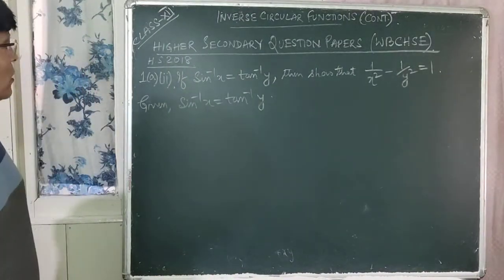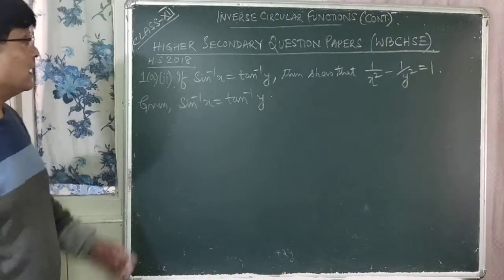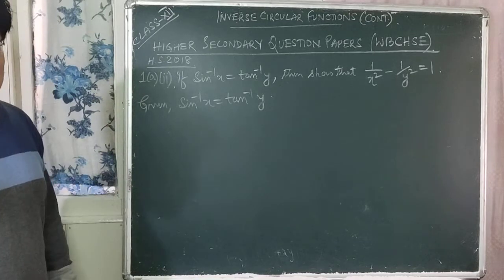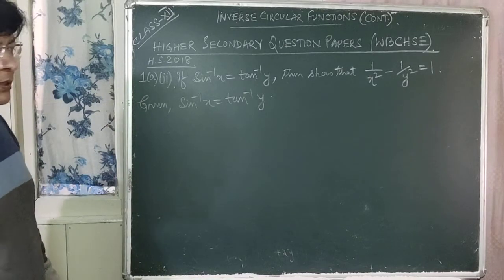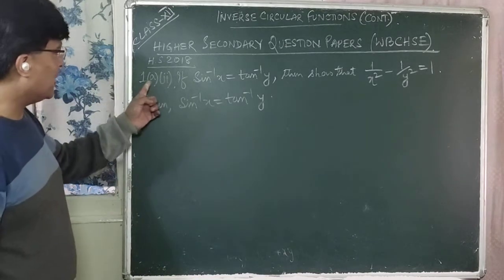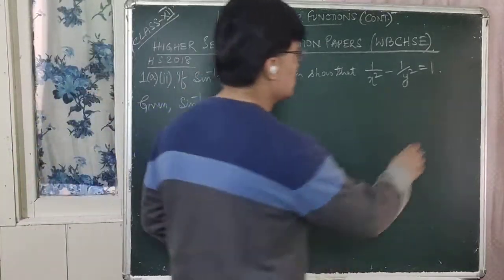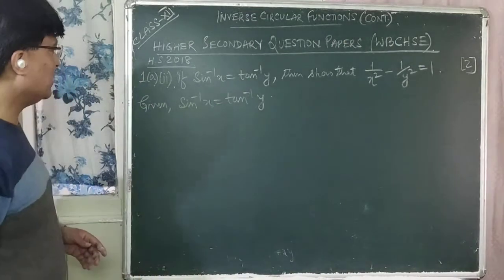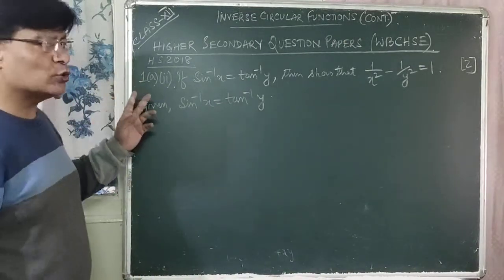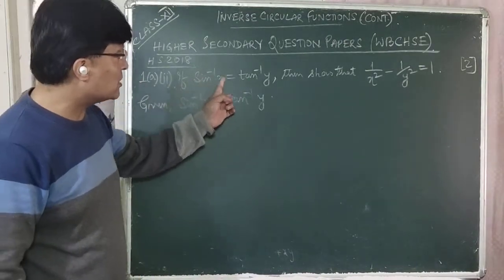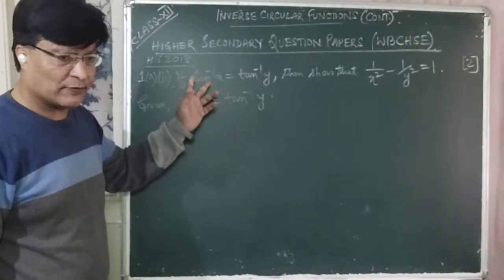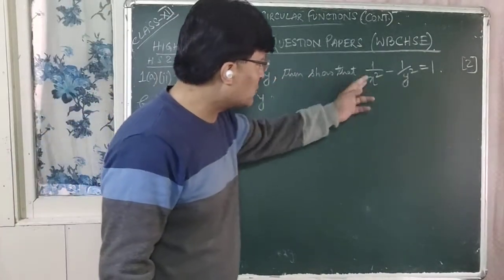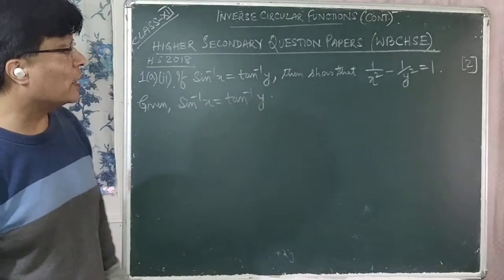So now we will do the next question from Higher Secondary 2018, right? The question number is 1A number 2. This also carries 2 marks, okay? So the 1A number 2 question is, if sine inverse x is equal to tan inverse y. So this is your given equation. You have to prove that 1 upon x square minus 1 upon y square is equal to 1.